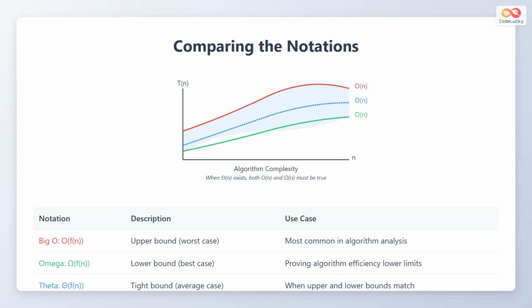In the table we have three columns. First column is notation, second is description, and the third is the use case. Big O notation describes upper bound, and it is most common in algorithm analysis. Omega notation describes lower bound, and it is used in proving algorithm efficiency lower limits. Theta notation describes tight bound, and it is used when upper and lower bounds match.